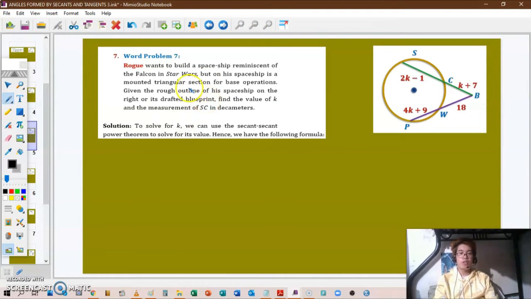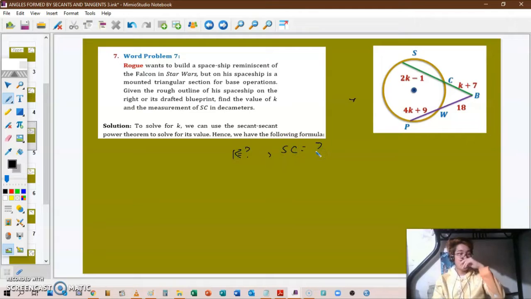Question 7. So we have here, Rogue wants to build a spaceship reminiscent of the Falcon in Star Wars, but on his spaceship is mounted a triangle section for the base of the operations. This one, the triangle CWB. Given the rough outline of the spaceship on the right, find the value of K. So we need to find the value of K and the value of SC.